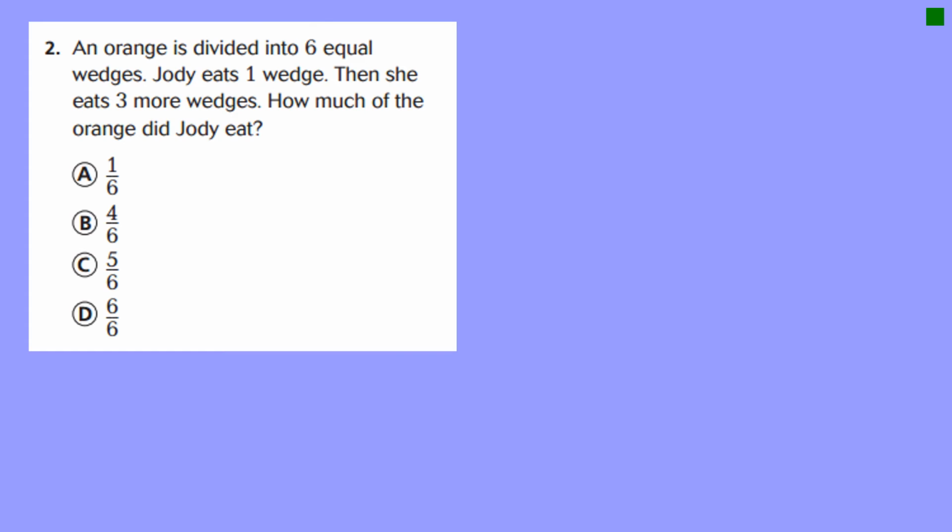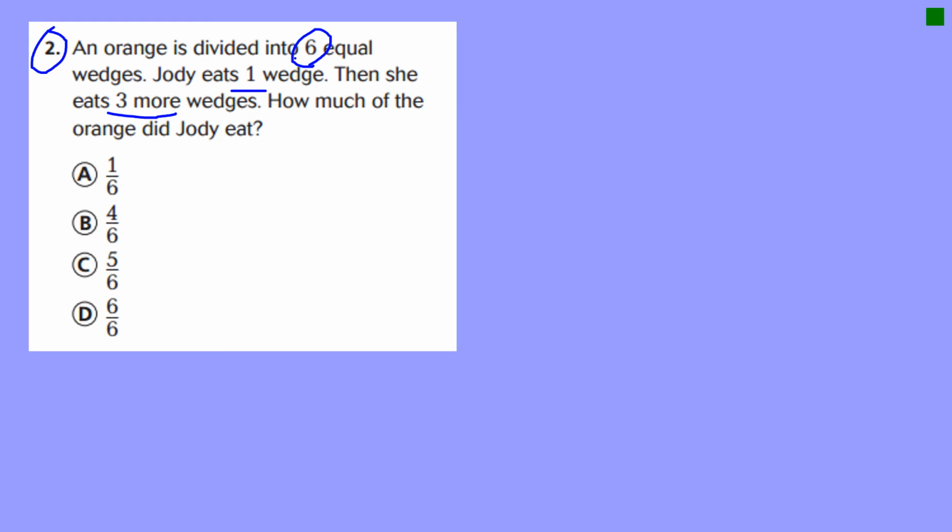All right, guys, on to the back, the lesson check part. This is number 2 on the lesson check. Okay, let's read it together. An orange is divided into 6 equal wedges. Jody eats 1 wedge. Then she eats 3 more wedges. How much of the orange did Jody eat?